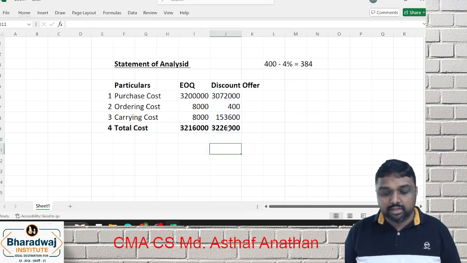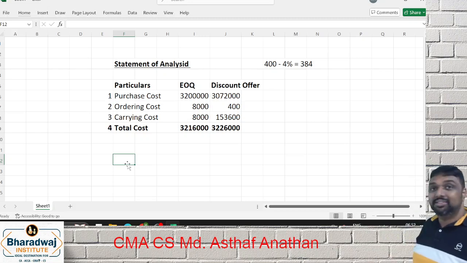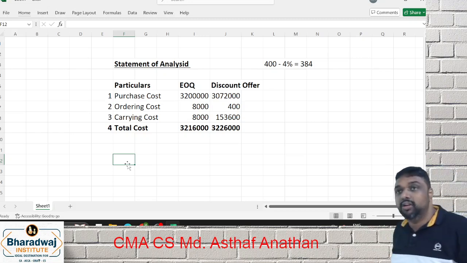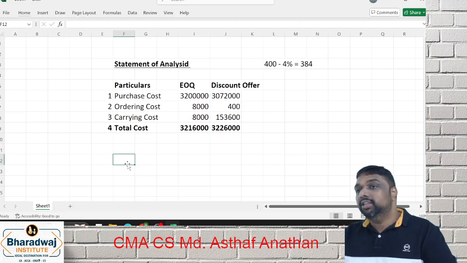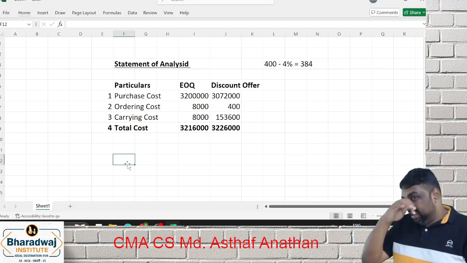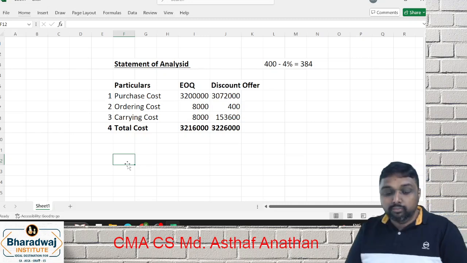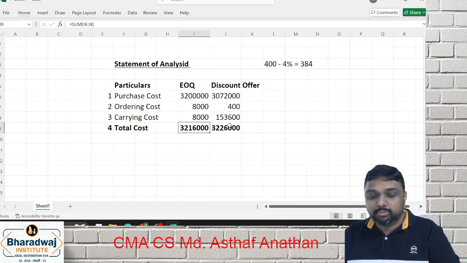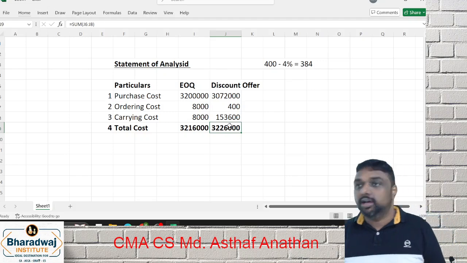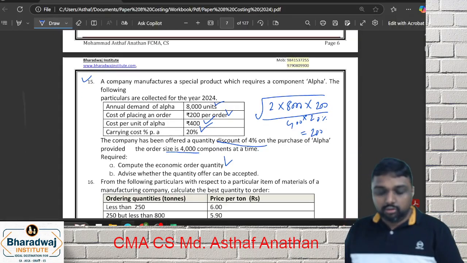Now tell me, my dear friends, which column has the lower cost? EOQ. So it is better to go with EOQ. Comments are very, very important. It is better to go with EOQ, and you can say EOQ is best by 10,000 rupees. Do you understand? So this is how you have to approach the question.